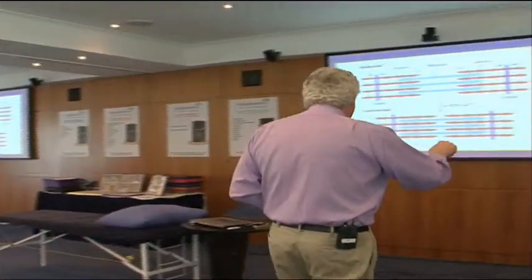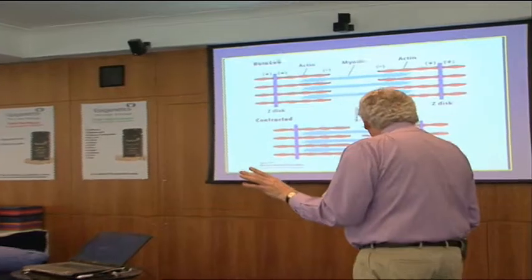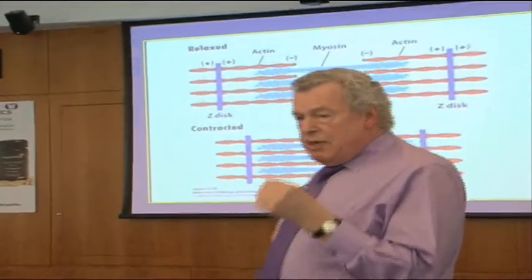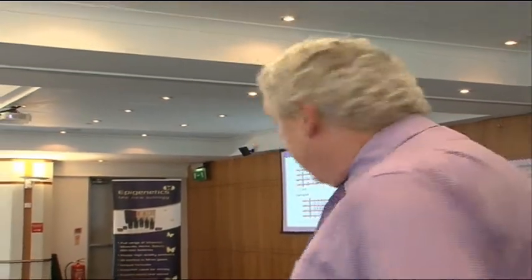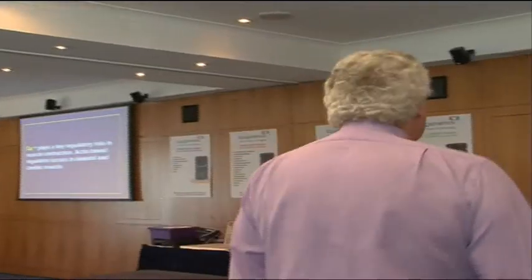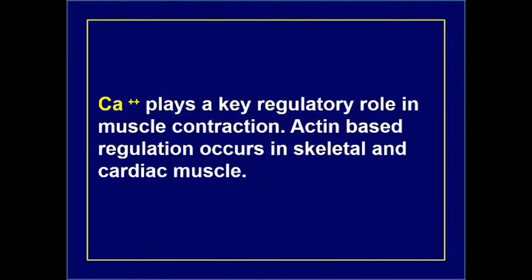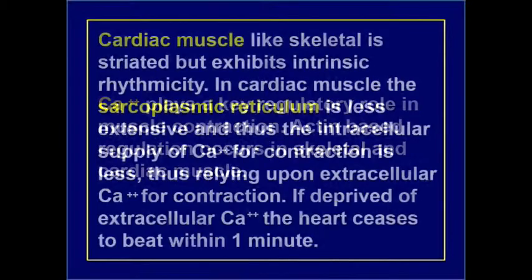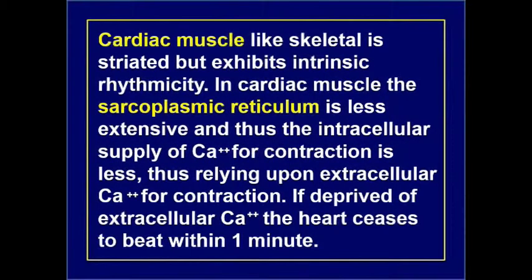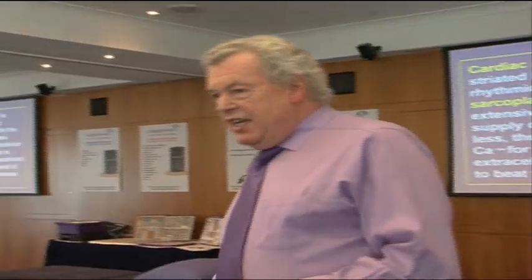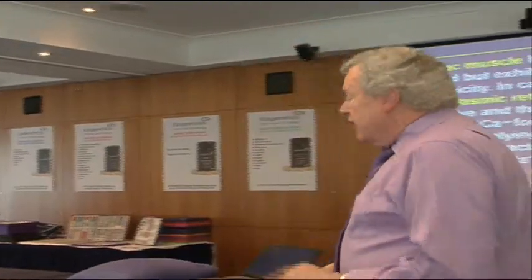Now, ATP enters into the cell and will allow a magical substance to enter in there which is involved with the contraction of the muscle. And that substance is called calcium. So we hear a lot about calcium, don't we? Calcium plays a key regulatory role in the muscle contraction. Actin-based regulation occurs in the skeletal and cardiac muscles. Now, this is the difference, between ordinary skeletal muscle and cardiac muscle.